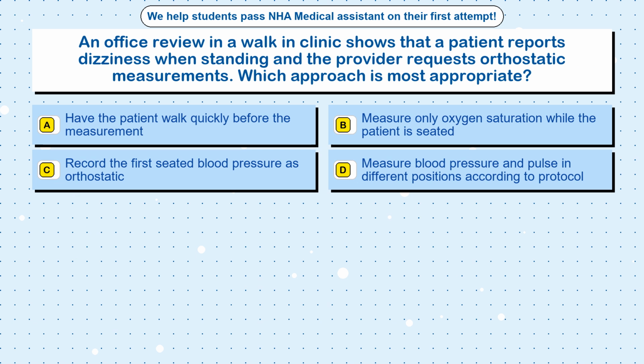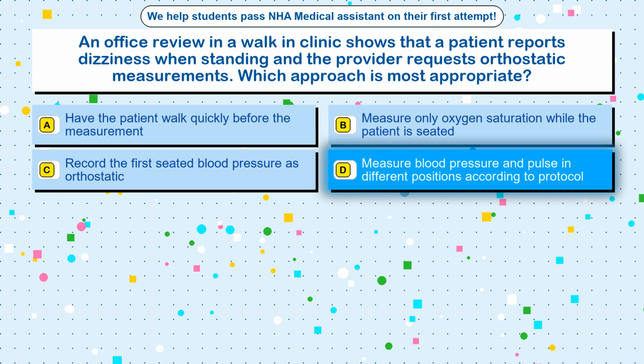Question 34. An office review in a walk-in clinic shows that a patient reports dizziness when standing and the provider requests orthostatic measurements. Which approach is most appropriate? Option A. Have the patient walk quickly before the measurement. Option B. Measure only oxygen saturation while the patient is seated. Option C. Record the first seated blood pressure as orthostatic. Option D. Measure blood pressure and pulse in different positions according to protocol.